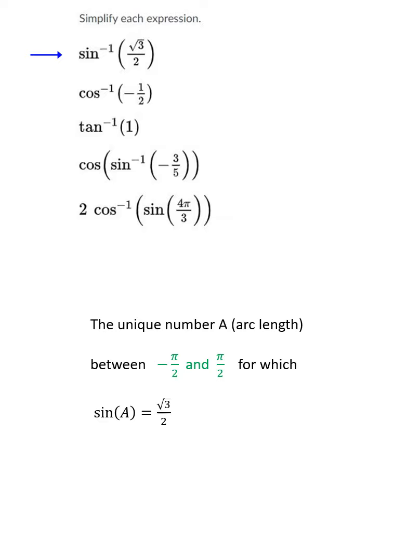So what do you do to find this unique number a? Well, this is where your unit circle knowledge comes in. If you know enough about the unit circle, and you sort of scroll through all the values in your head, you'll realize the answer is pi over 3. There's no real math procedure here, just the realization that, number one, pi over 3 is between negative pi over 2 and pi over 2, and the sine of pi over 3 is radical 3 over 2. So these problems essentially just become guessing problems because there's no, other than a calculator, real procedure to solve them.